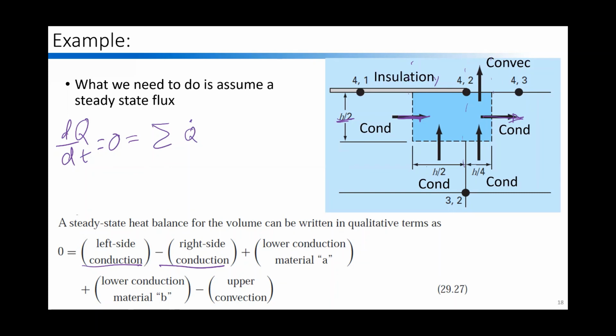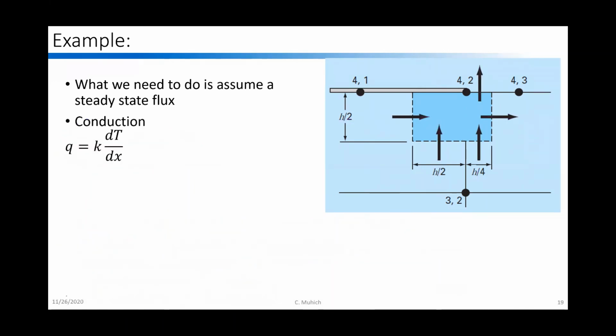Now coming in from the bottom, we have conduction through this first material A, and then we're going to have heat coming in through this side through maybe material B. Right? And then we're going to lose heat up through the top. So that's why that subtraction is there, due to convection. Now we need to tackle each of these individual pieces. So for conduction, we can say that Q equals k dT/dx.